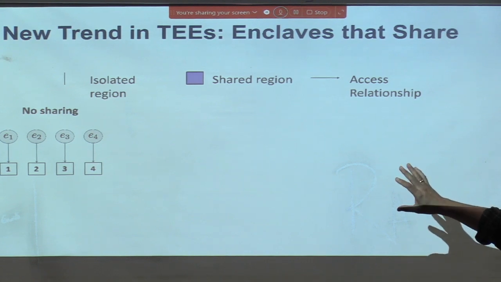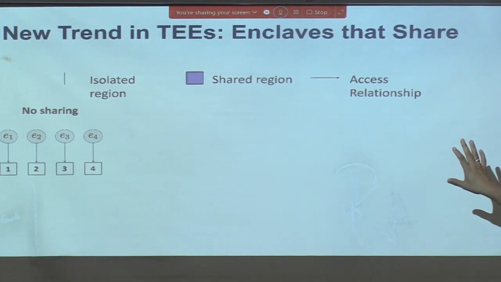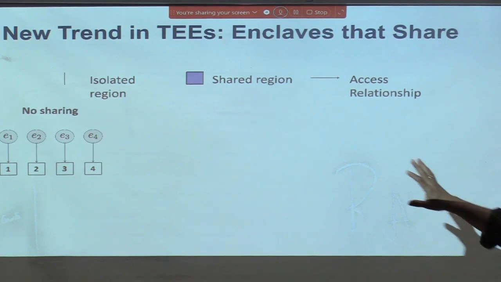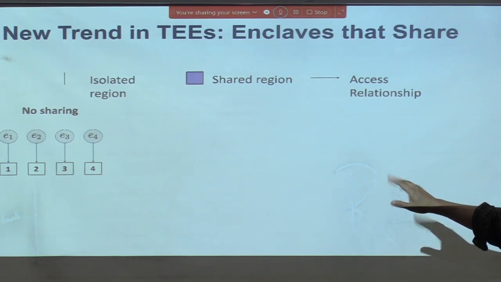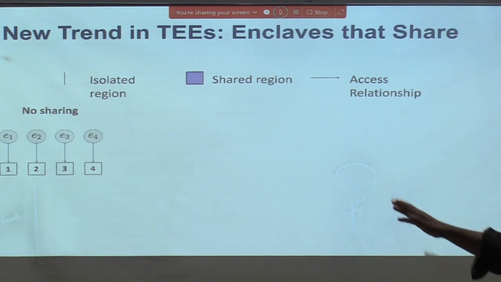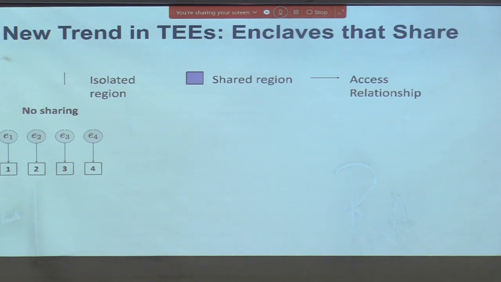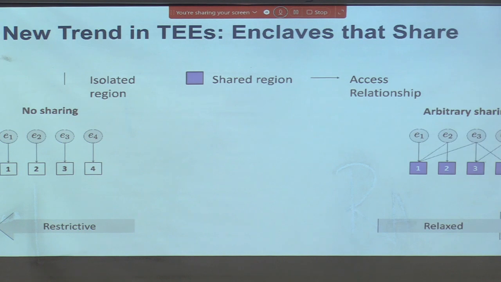So let me tell you what the landscape has been in terms of projects. In the last 2-3 years, there have been many projects that are extending SGX style enclave platforms with sharing. So on the left is the original model. You have 4 enclaves, E1, E2, E3, E4, and each of them has their own region of memory, no sharing. Okay, so very restrictive.